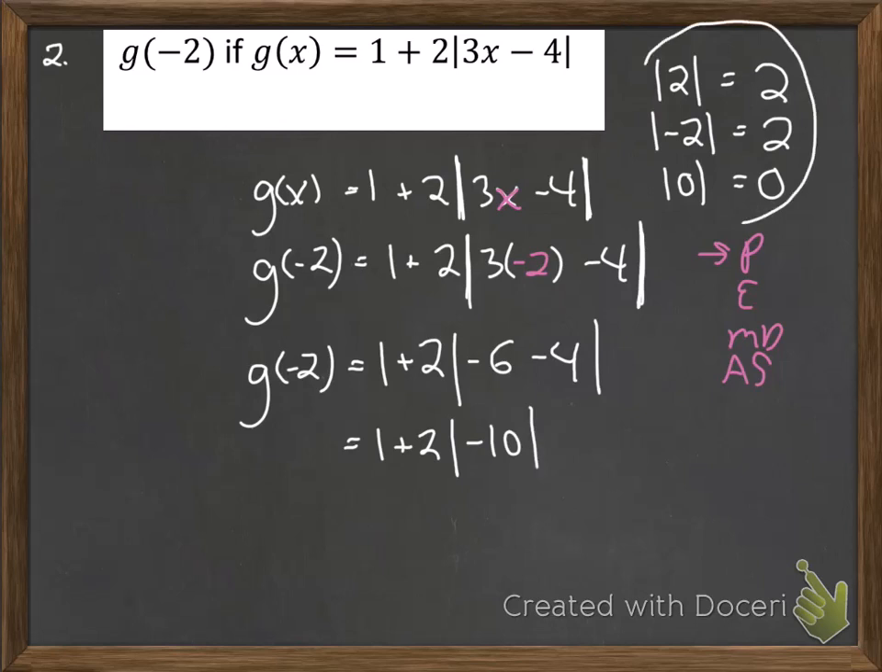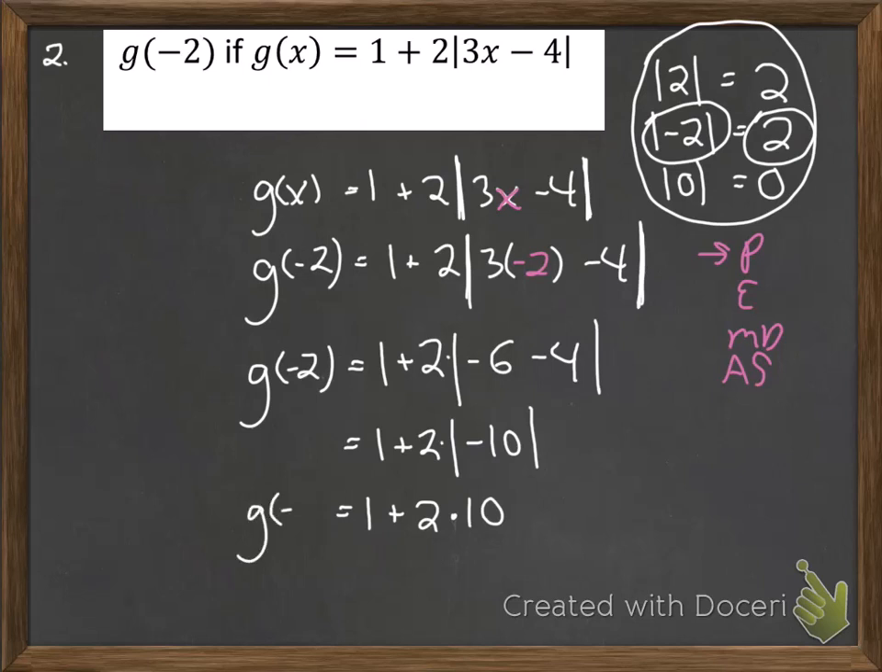So remember what we went over up here, right? If I have the absolute value of a negative number, it becomes positive. So what does that mean? Well, that means the absolute value of negative 10 is positive 10. Okay, and these are joined, in case you weren't sure, these are joined with multiplication. Okay, so g of negative 2 is 1 plus 2 times 10.